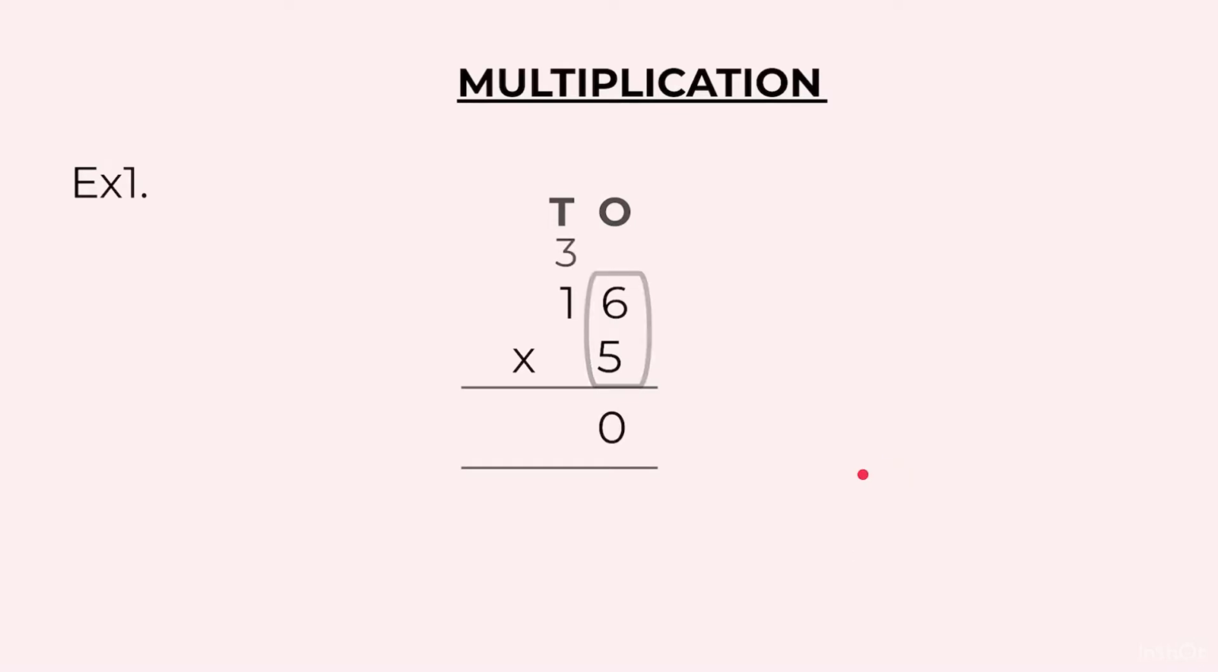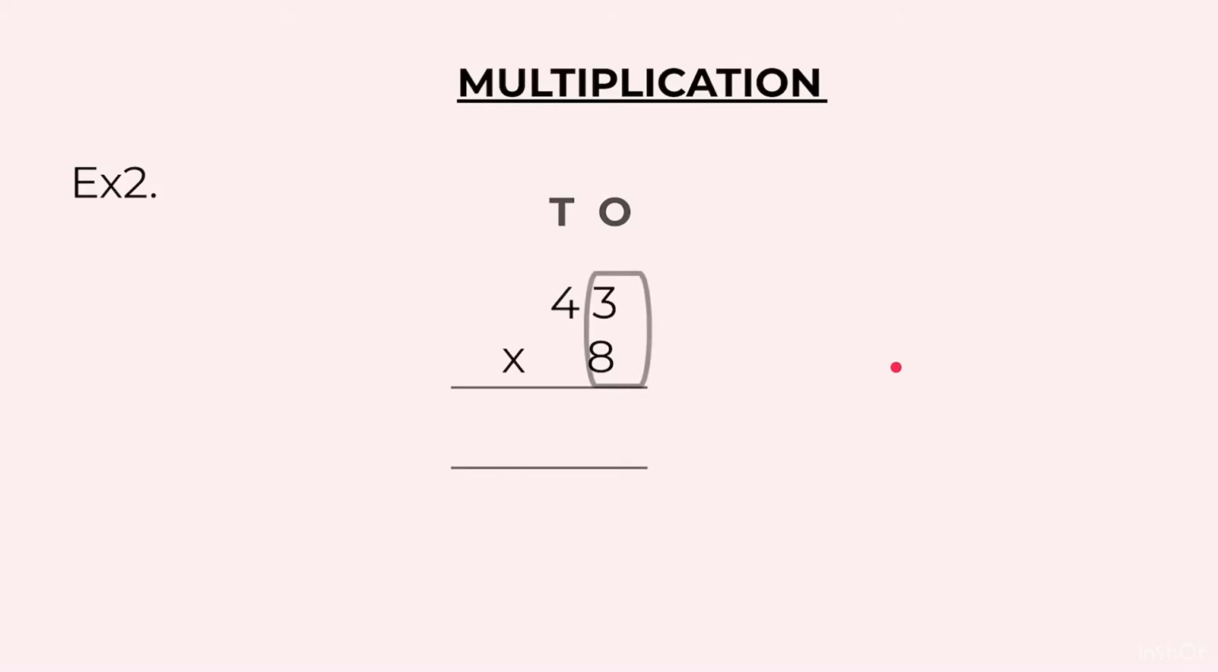Now we will multiply 5 by 1. 5 ones are 5, and here is where the concept of regrouping comes. This 3 is actually 3 tens, and 5 is multiplied by 1 tens. So we actually get 5 into 1 is 5 tens plus 3 tens. That gives us 8 tens, and we write it in the column of tens. Our answer becomes 80.